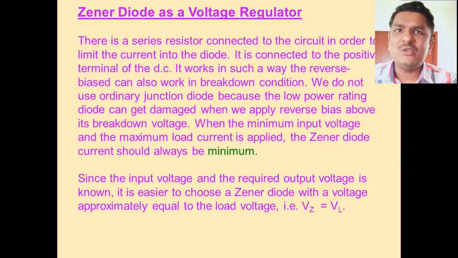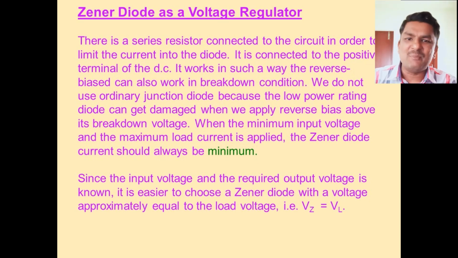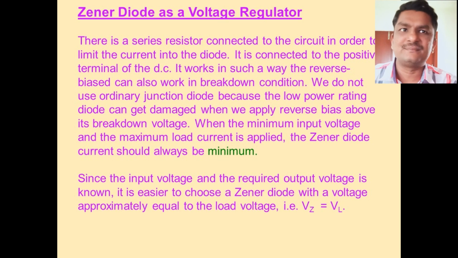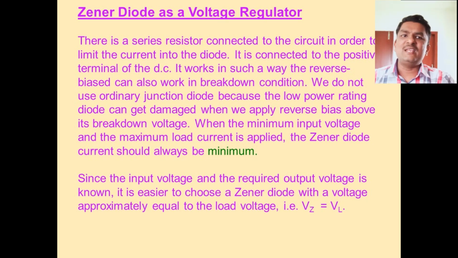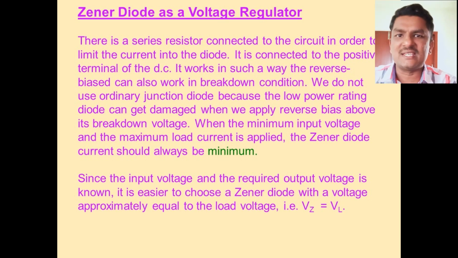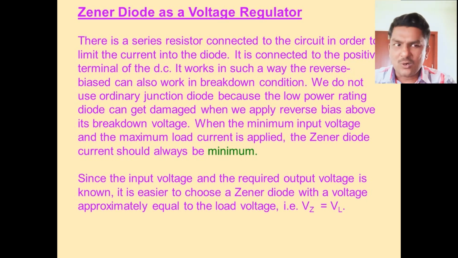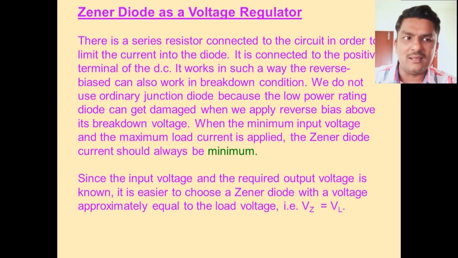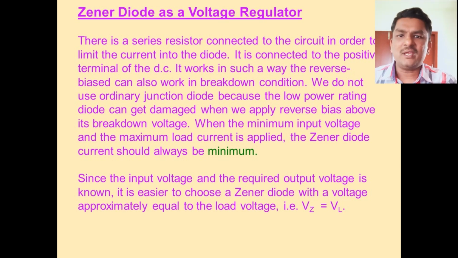And we do not use an ordinary junction diode because the low power rating diode can get damaged when we apply a high reverse bias voltage. Since the input voltage and the required output voltage are known, it is very easy to choose a Zener diode with a voltage appropriately equal to the load voltage, VZ equal to VL. So by knowing the input voltage and required output voltage, we can choose which Zener diode is suitable for our experiment, whatever it may be.